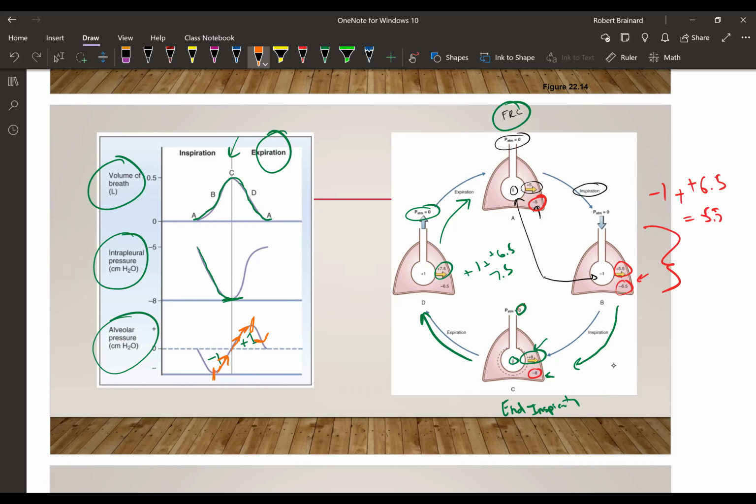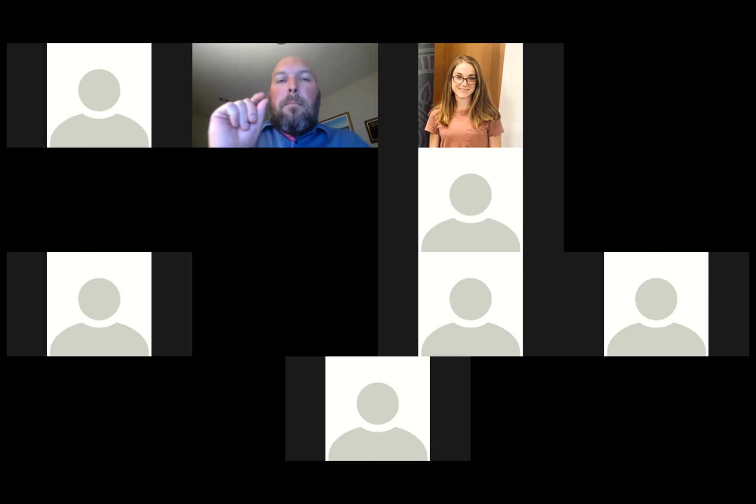Can I ask a quick follow-up question to that? Yes, go ahead. How would this change when we do a max inhale, like a forced inhale or a forced exhale, when we start getting those positive intrapleural pressures? Well, you don't ever get positive intrapleural pressures with a maximal inhale. Remember, it's not just a positive intrapleural pressure, it's a positive intrapleural pressure compared to atmospheric pressure. Does that make sense?